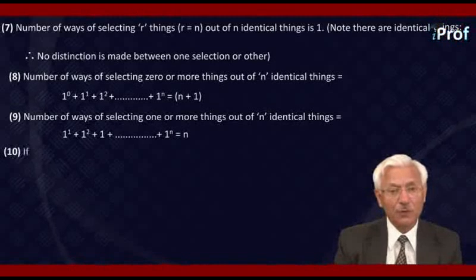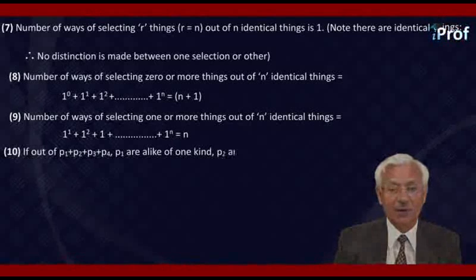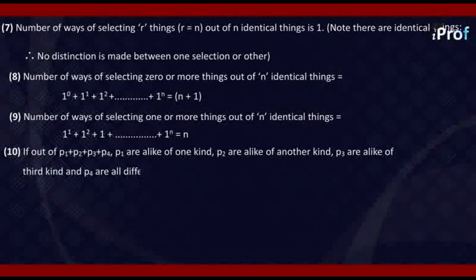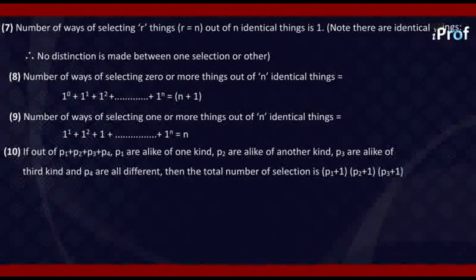Next, if out of P1 plus P2 plus P3 plus P4 things there are P1 identical things of one kind, P2 alike of another kind, P3 alike of the third kind, and P4 are the number which are all different, then the total number of selections is (P1 plus 1) into (P2 plus 1) into (P3 plus 1) into 2 raised to power P4, minus 1.